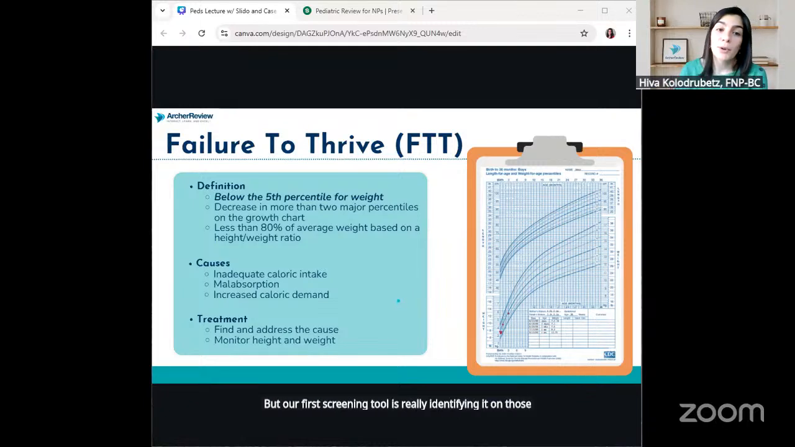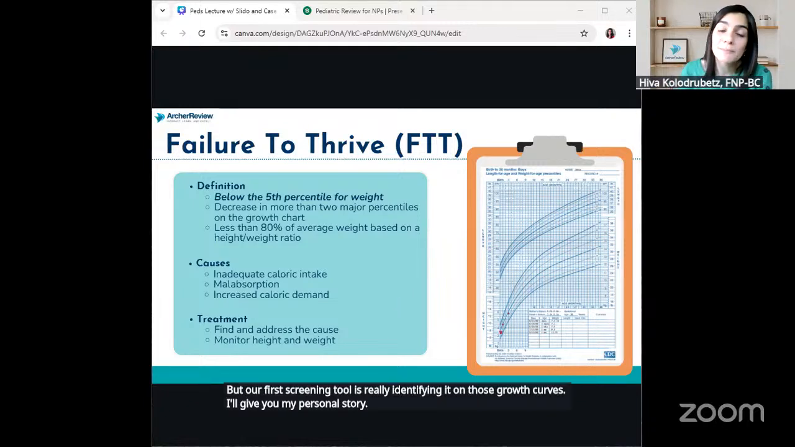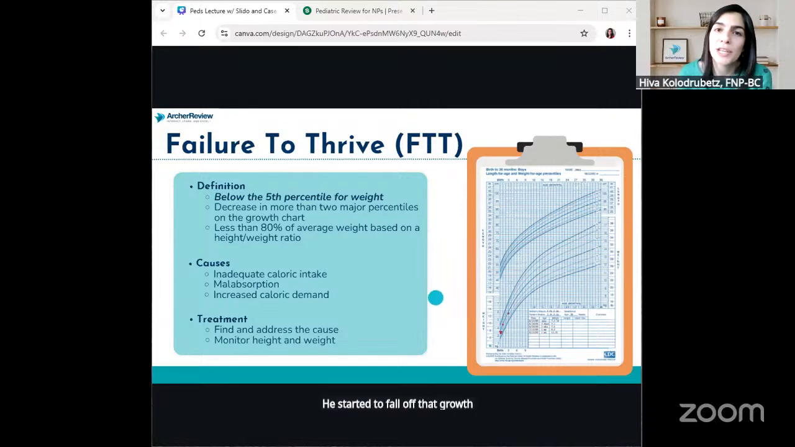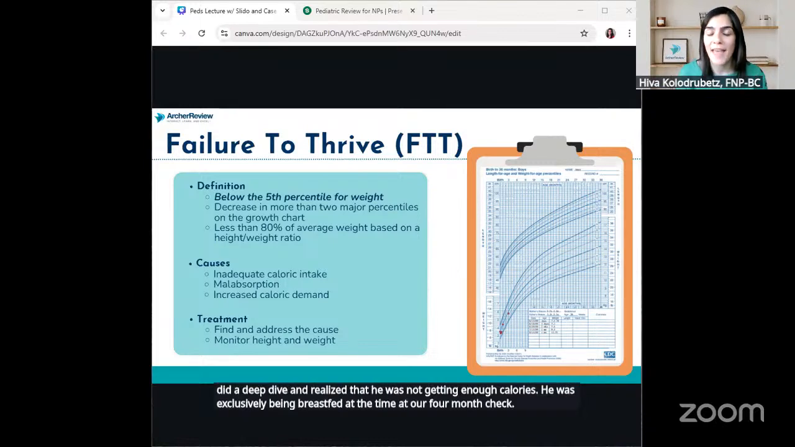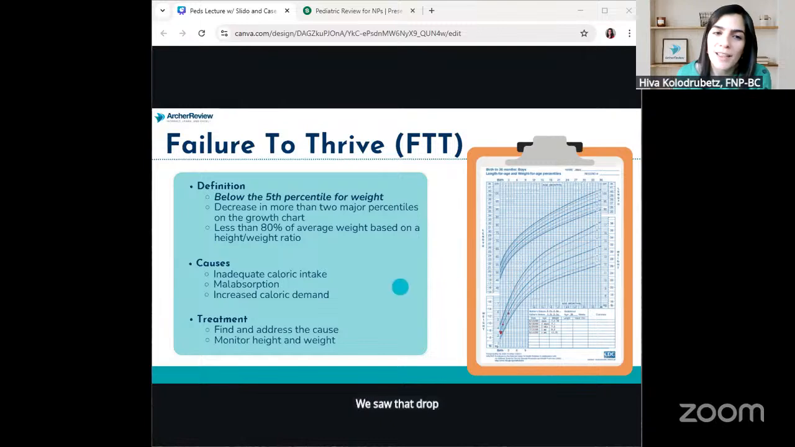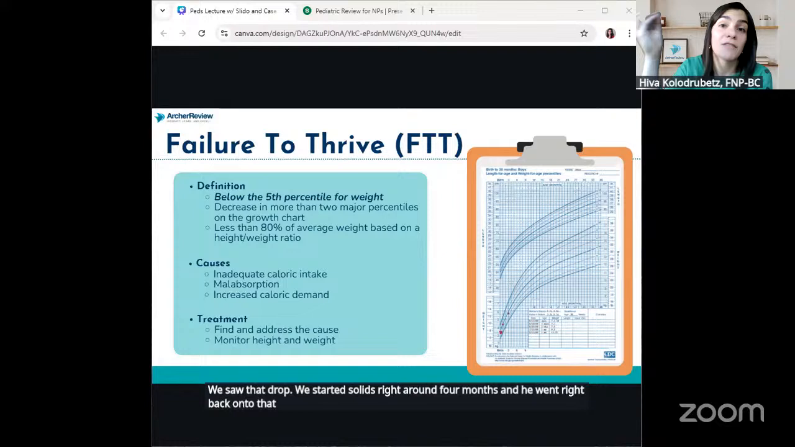I'll give you my personal story. So with my second kid, he started to fall off that growth curve, and our pediatrician was very astute, did a deep dive, and realized that he was not getting enough calories. He was exclusively being breastfed at the time. At our 4-month check, we saw that drop. We started solids right around 4 months, and he went right back onto that growth curve. It's been fine since. So you really have to figure out what's going on.